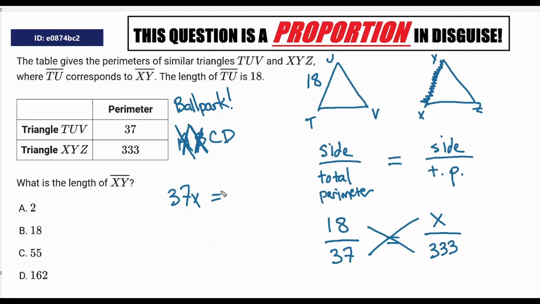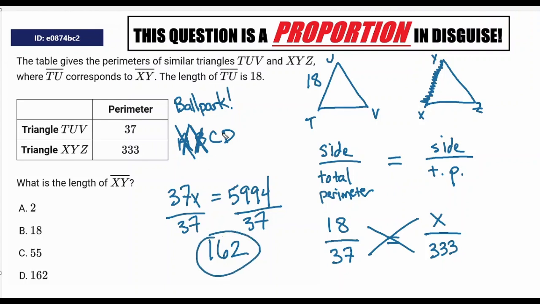37x equals 18 times 333. And guys, that is 5,994. And now you've got a completely simple algebraic equation. I'm going to divide 5,994 by 37. And look at that. You get 162. That's it. That's the answer. What you will note is D.